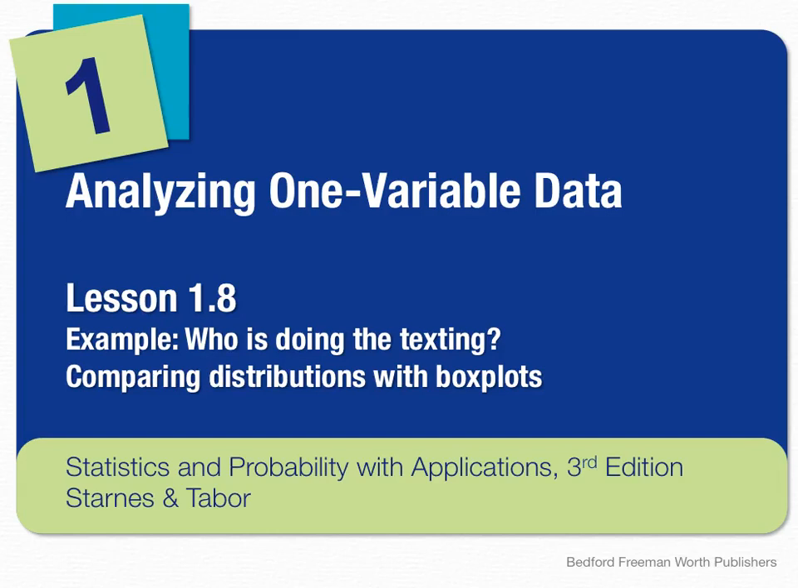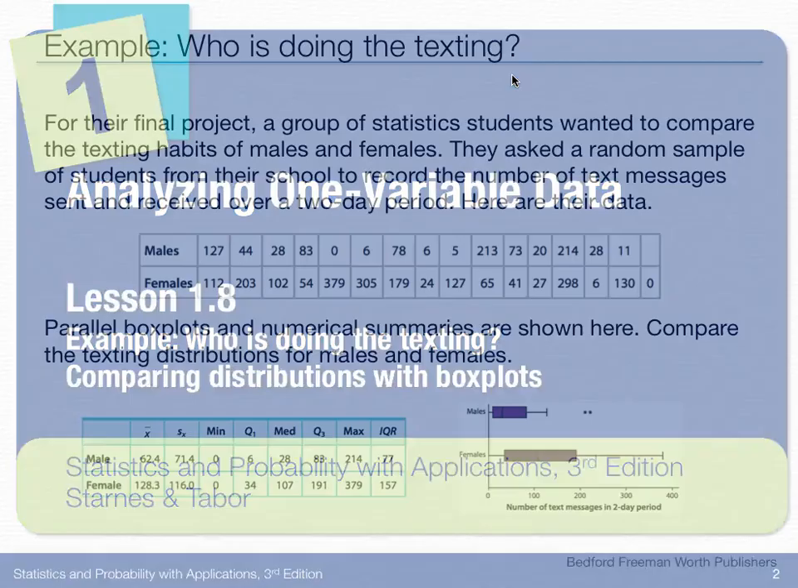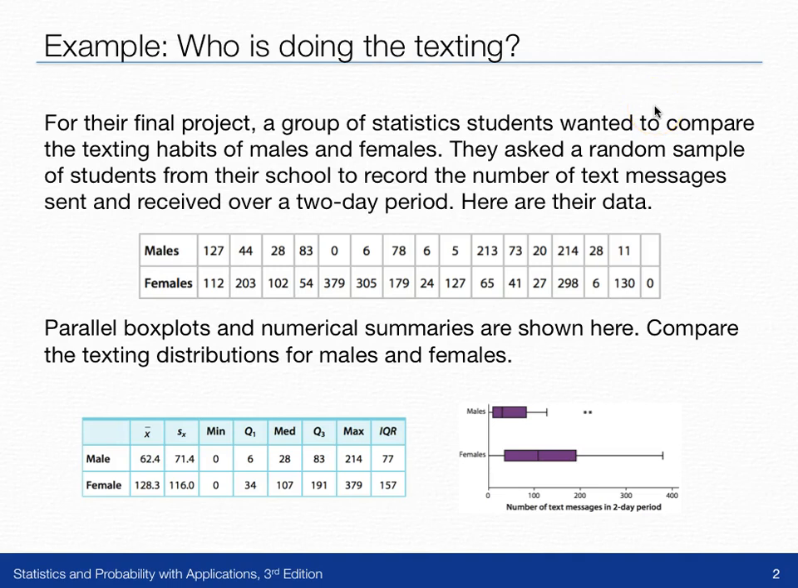In the lesson 1.8 example, Who's Doing the Texting, we're going to compare distributions that have box plots. For their final project, a group of statistics students wanted to compare the texting habits of males and females. They asked a random sample of students from their school to record the number of text messages they sent and received over a 2-day period.